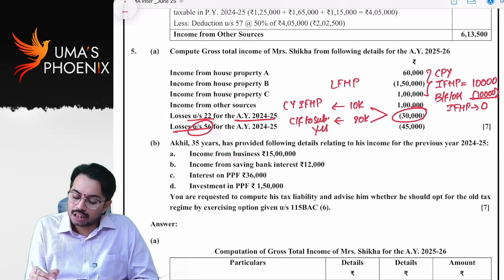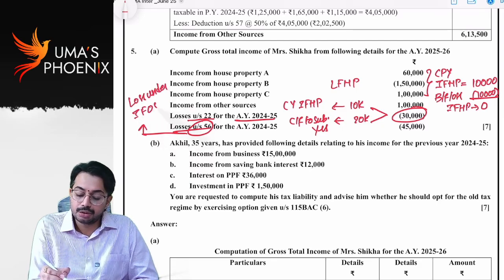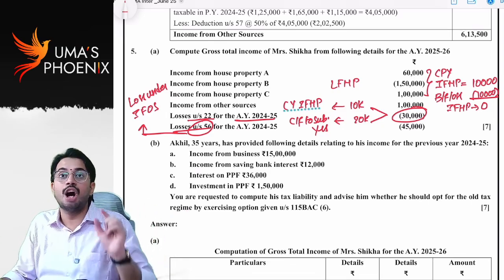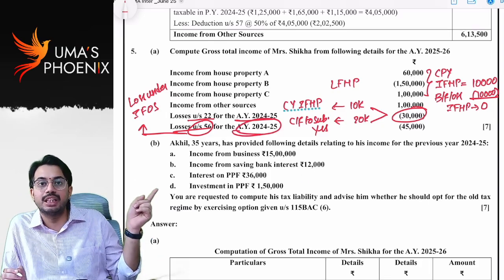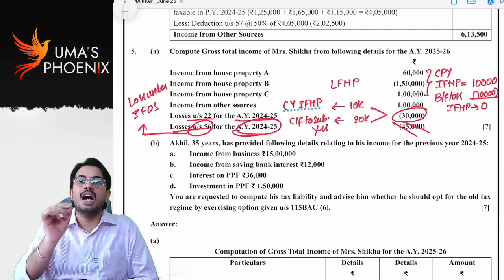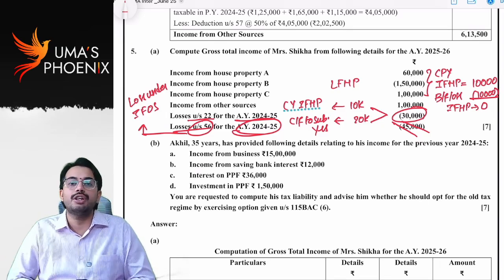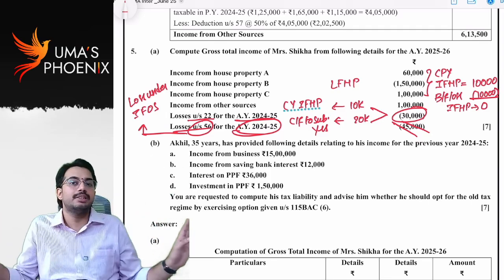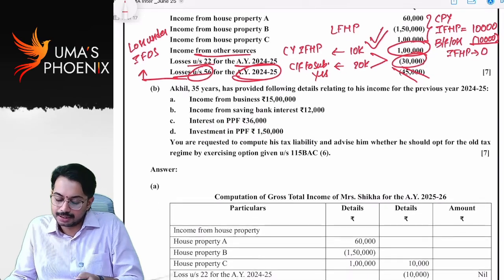Next. Loss under section 56. This is loss under income from other sources. My dear students, losses under the head other sources are not eligible for set off. They are not eligible for carry forward to subsequent years. This is last year loss from other sources. This cannot be carried forward to subsequent years. That is not possible. Loss under the head other sources, you can do intra-head set off, you can do inter-head set off, but you cannot carry forward to subsequent years. So last year brought forward loss under other sources, not eligible for set off. Okay, so only this 1 lakh is taxable income from other sources.